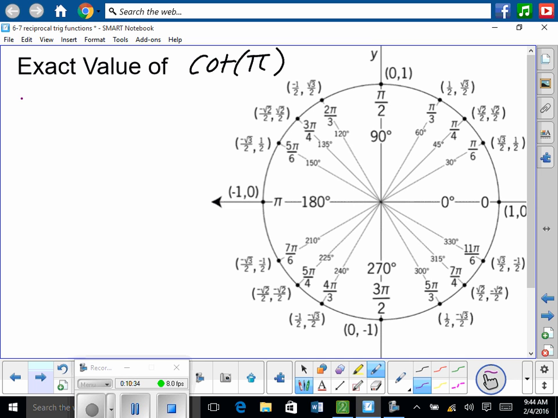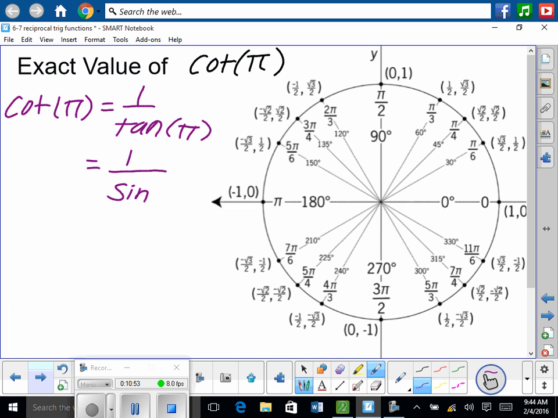So I say to myself once again, what is cotangent of pi? Well, that's 1 over tangent, right? 1 over tangent of pi. So really, we know that tangent is sine divided by cosine, right? So we could look at this as 1 divided by sine of pi divided by cosine of pi. Does everybody see how I rewrote tangent as sine over cosine? Is anybody confused?